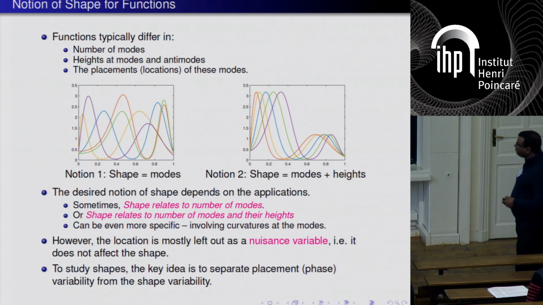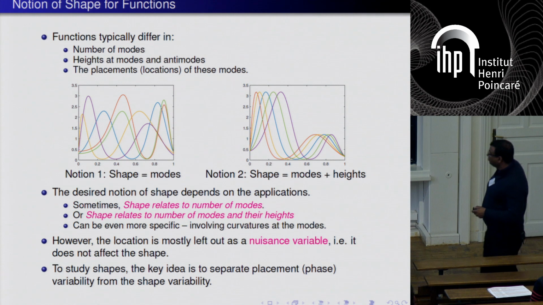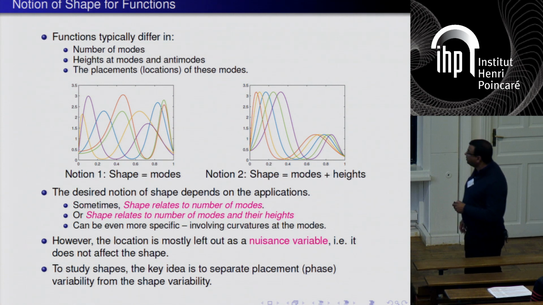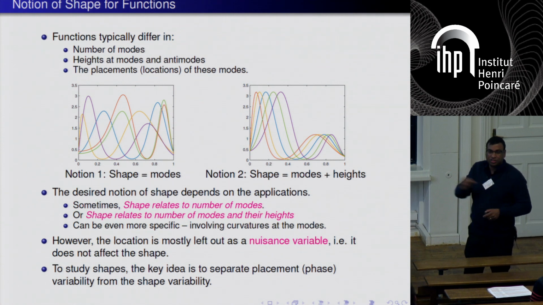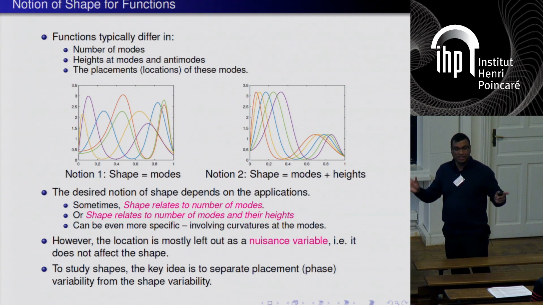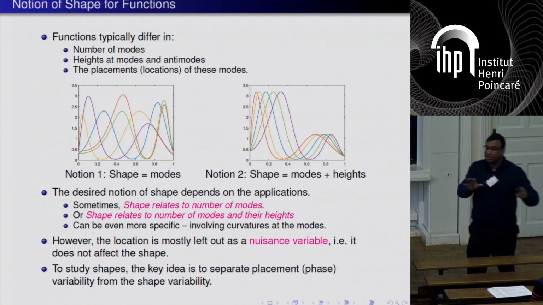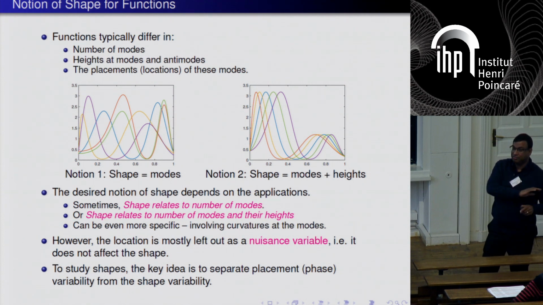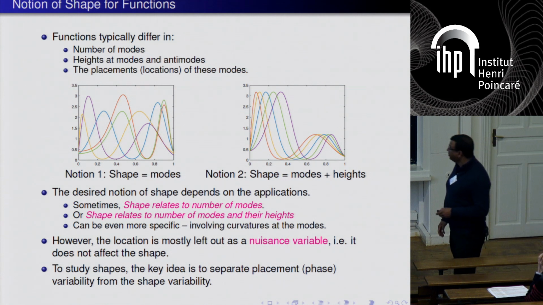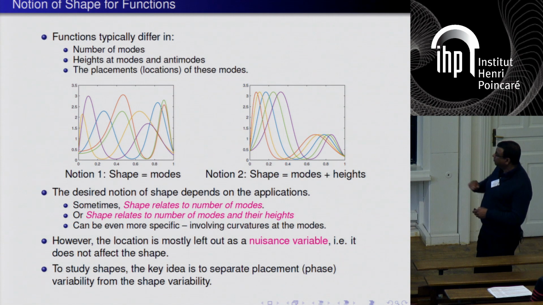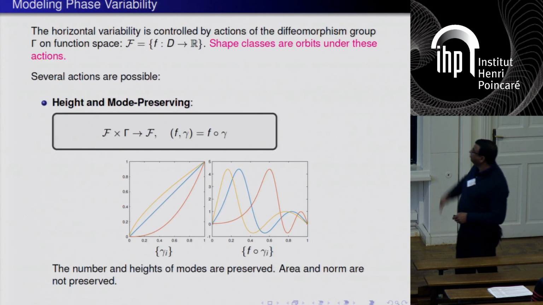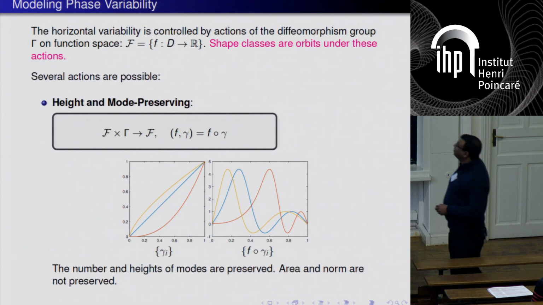So there are different concepts of shapes depending upon the application, but the location of the peaks is usually left out as a non-shape variable. It's usually not included in what I call shape. It's a nuisance variable from the perspective of the shape. And from the perspective of shape analysis, we want to separate this nuisance variability, this phase variability, from the height variability.